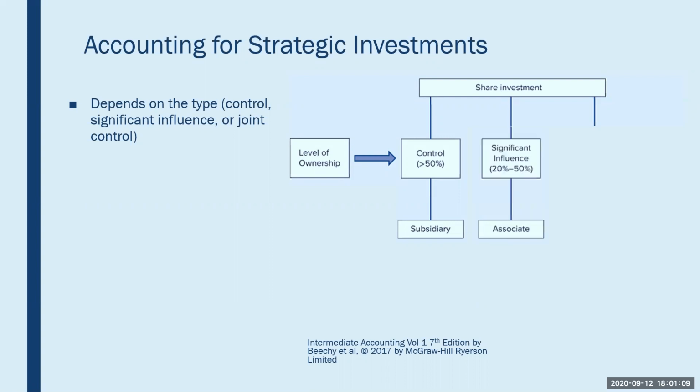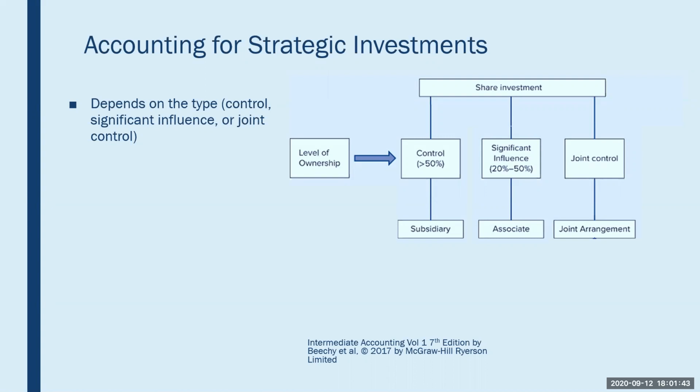If the investor has 20% to 50% of the outstanding voting shares, common shares in the investee company, then typically the investee is seen as an associate of the investor company. If the investor has joint control over the investee company, then it's essentially a form of a joint arrangement.